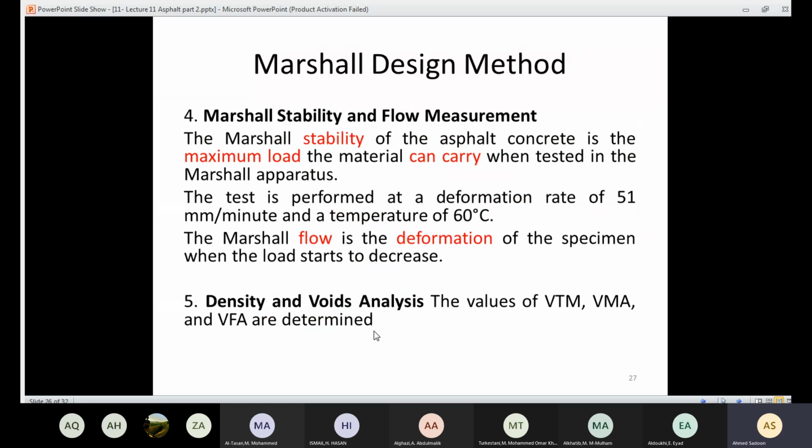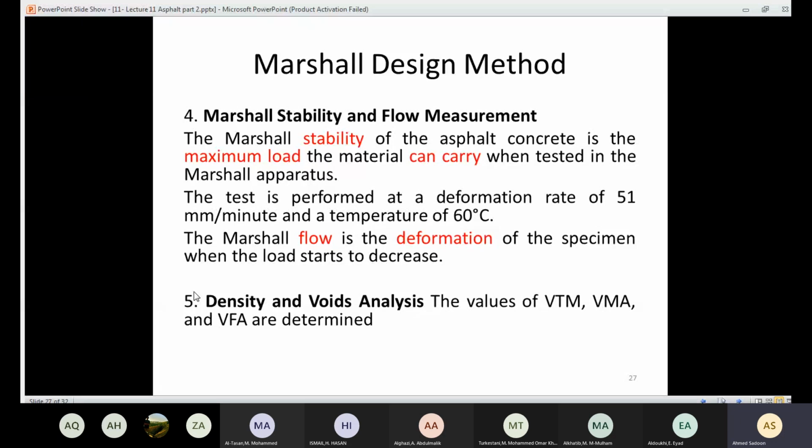Also regarding the Marshall stability and flow measurement, the Marshall stability of the asphalt concrete is the maximum load the material can carry when tested in the Marshall apparatus. The test is performed at a deformation rate of 51 millimeters per minute and a temperature of 60 degrees Celsius. The Marshall flow is the deformation of the specimen when the load starts to decrease. In other words, the Marshall flow is the deformation corresponding to the maximum load the material can carry.